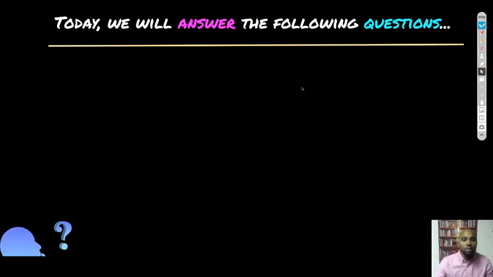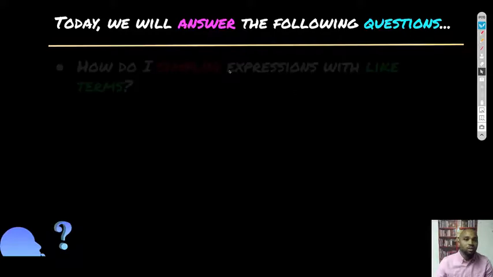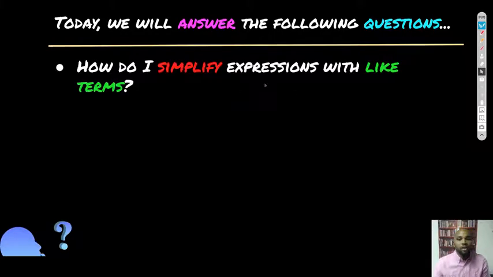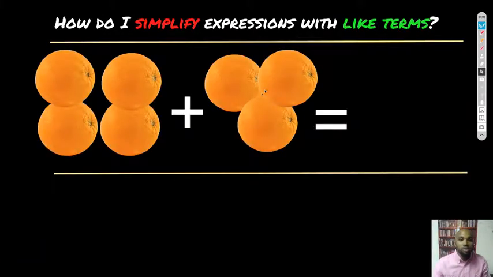All right, the questions that we're going to answer are as follows. How do I simplify expressions with like terms? Pretty simple. I want to start out with this simple model. So we have oranges plus oranges equals what? So we got 4 oranges plus 3 oranges. That obviously equals something that simple. 7 oranges.